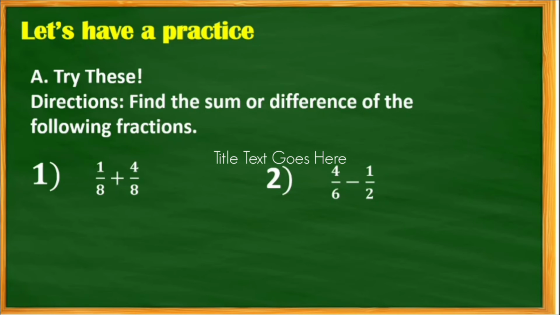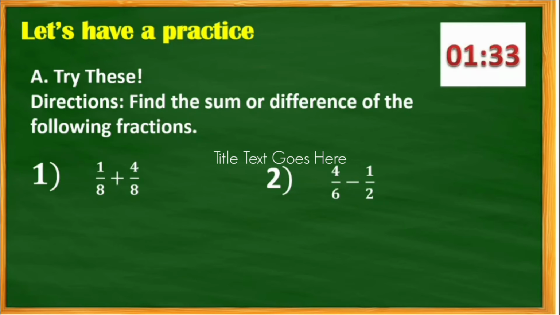Number 2, 4/6 subtracted by 1/2. You have 2 minutes. Timer starts now. Okay, so you have 1 minute and 20 seconds, grade 4 pupils.